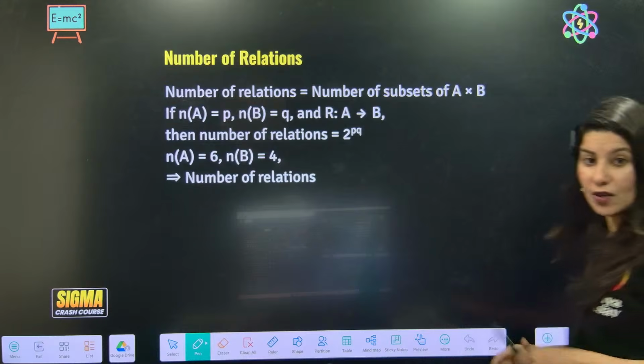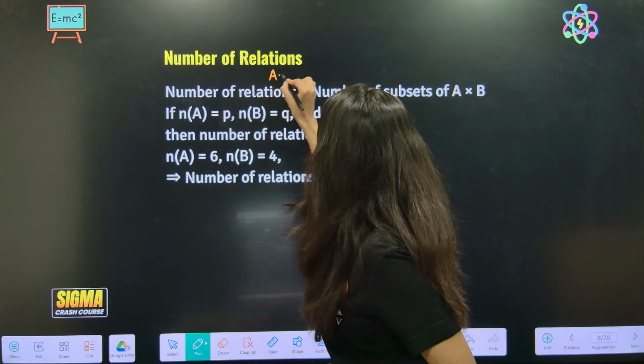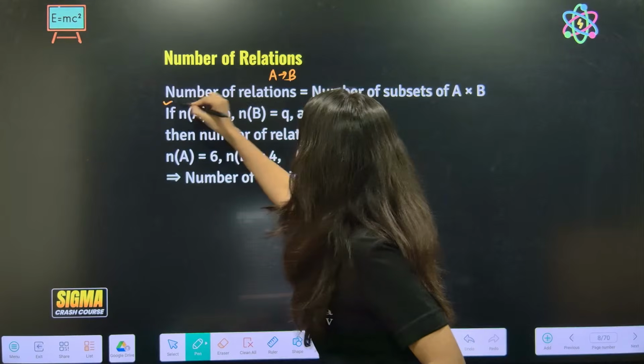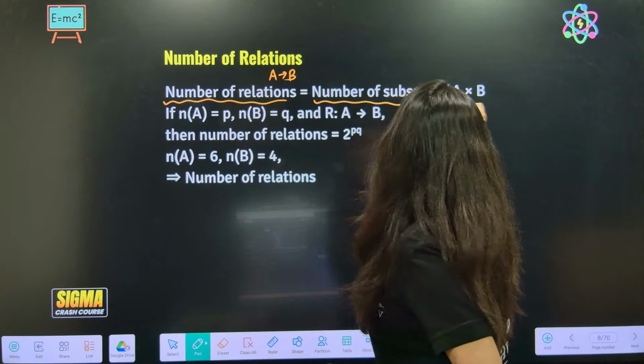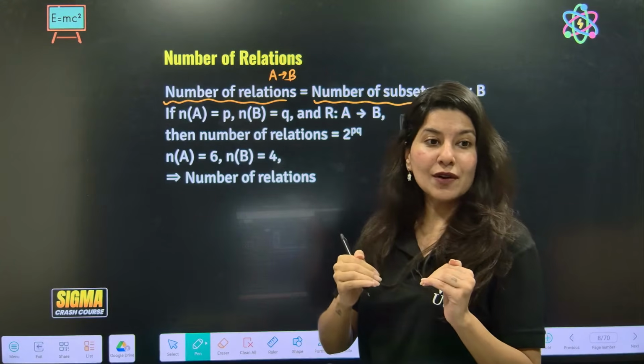So understand this point now. If somebody is asking you the number of relations from A to B, it will be equal to what? The number of subsets of A cross B. Correct? So now let's focus on calculation of subsets.